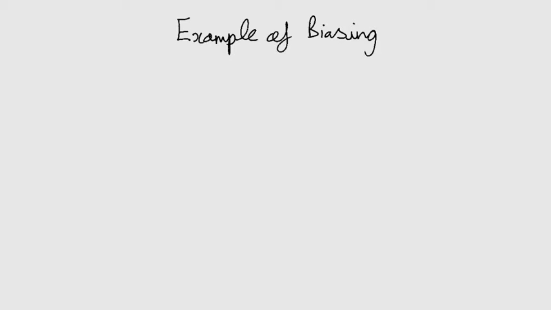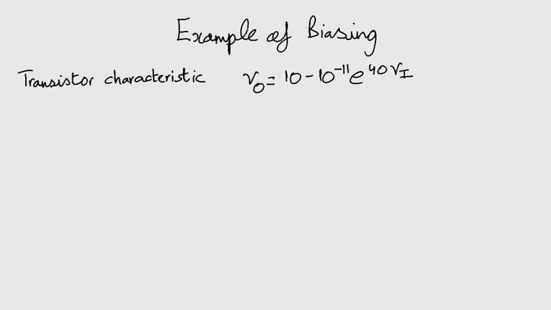To give you a better understanding of biasing and amplification, let us look at an example. Consider a transistor with this characteristic. It applies for Vi greater than or equal to 0 volts and V0 greater than or equal to 0.3 volts.